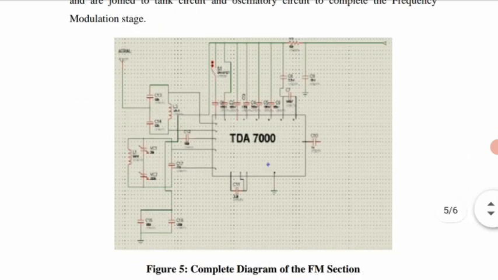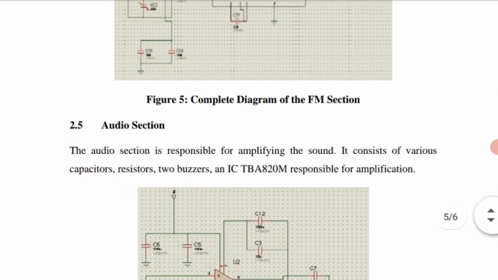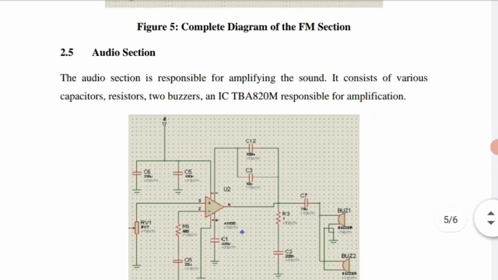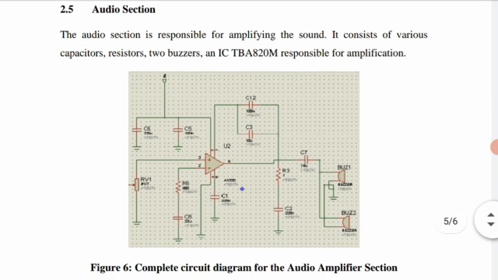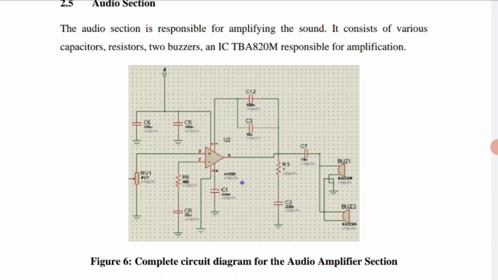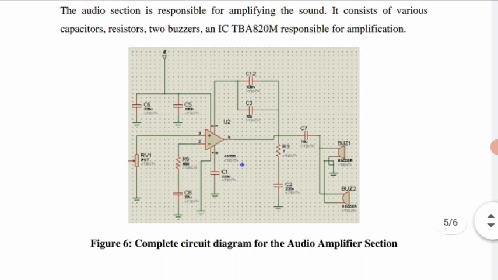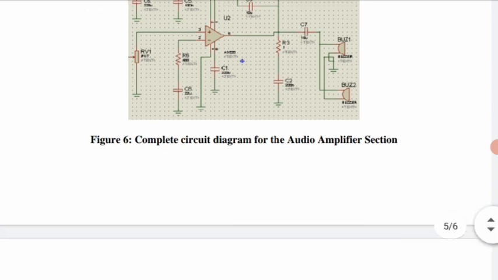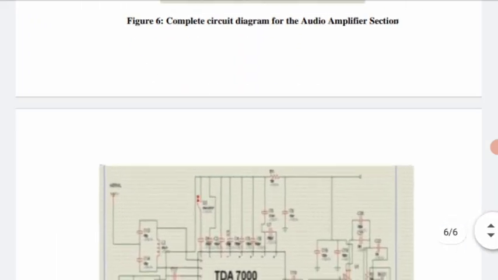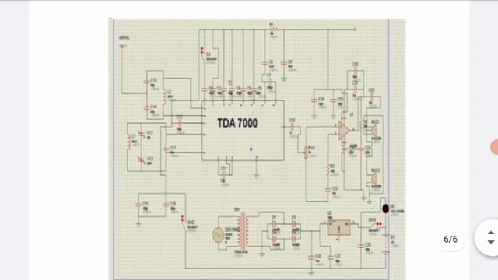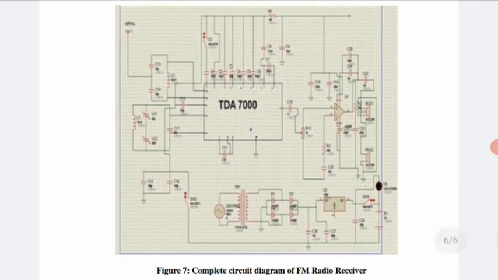This is the complete diagram of the FM section with TDA 7000 IC. Next is audio section. Audio section is responsible for amplifying the sound, which consists of various capacitors, resistors, 2 buses, and also an IC, which is responsible for amplification. This figure shows the complete circuit diagram for the audio amplifier section. Next is the complete circuit diagram of the FM radio receiver, which consists of the main component TDA 7000.